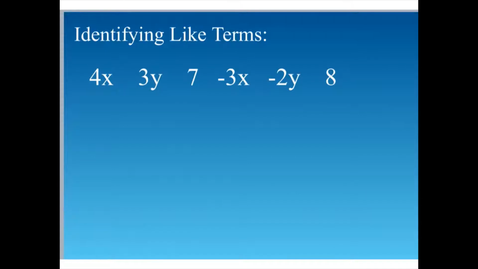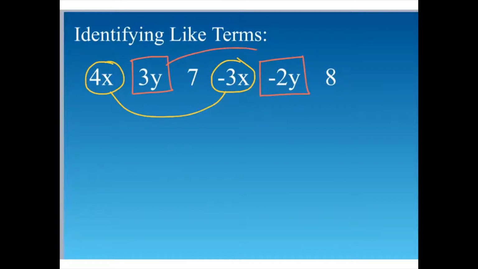Here you'll see I have terms that have the x variable, terms that have the y variable, and terms that don't have a variable at all. And so if we're looking for the exact same variable with the exact same exponent or power, you'll notice that the 4x and the negative 3x are like terms. And the 3y and the negative 2y are like terms. And then finally, the 7 and the 8 are also like terms because they both do not have a variable.